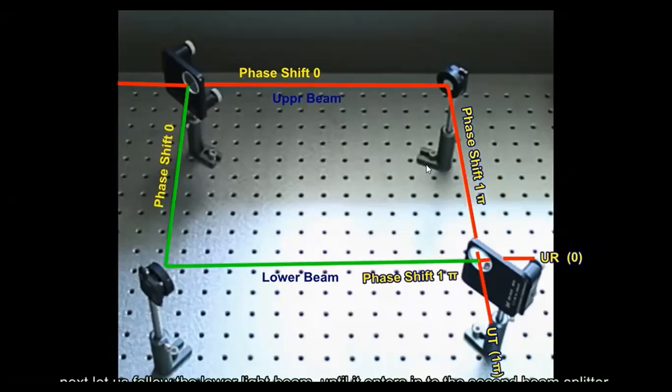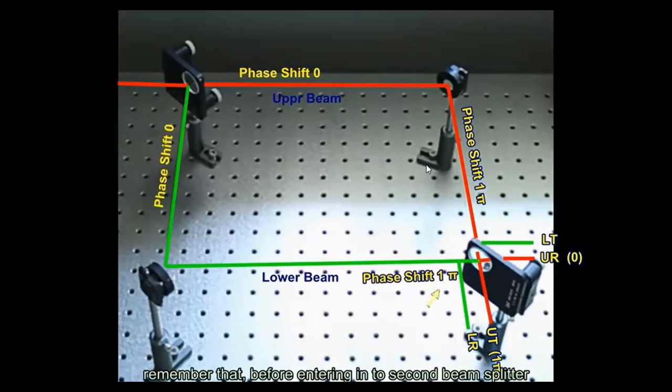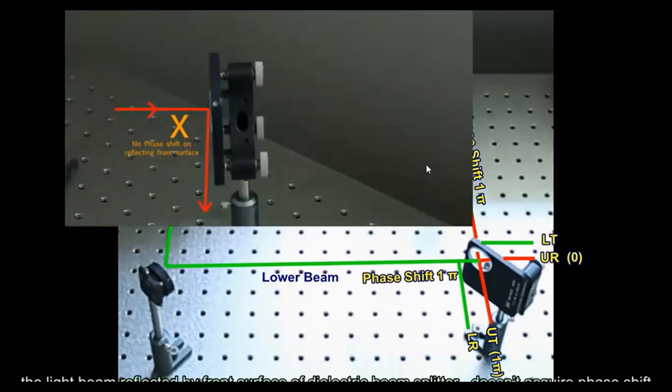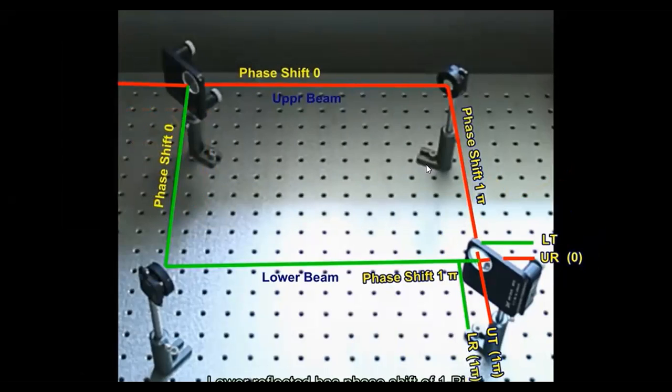Next, let us follow the lower beam inside the second beam splitter. The second beam splitter splits the lower beam by 50% reflected and 50% transmitted. Remember that before entering into the second beam splitter, the lower beam had a phase shift of 1 pi. The light beam reflected by the front surface of the dielectric beam splitter doesn't occur phase shift. Lower reflected beam occurs phase shift of pi and lower transmitted beam occurs phase shift of pi. So this is the situation at the end.